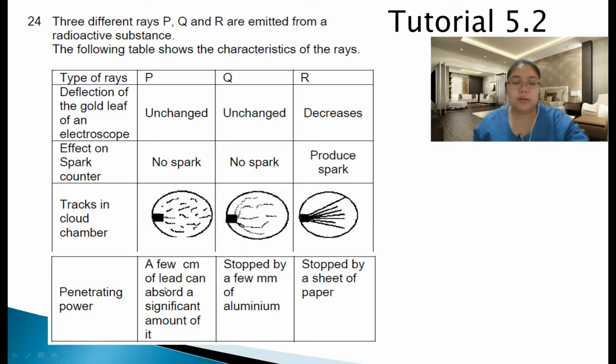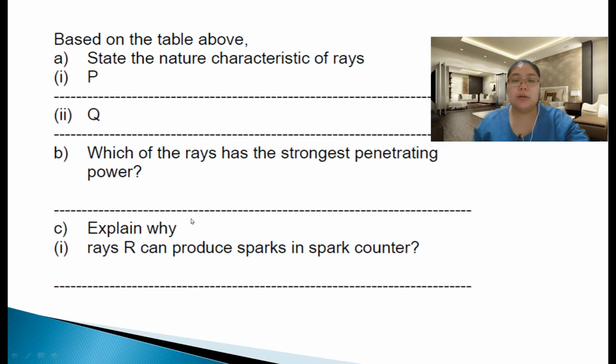The last one is the penetrating power. A few centimetres of lead will absorb a significant amount of it, this one is stopped by aluminium, and this one is stopped by paper. So it's very clear which one is alpha. R should be alpha, Q should be beta, and P should be gamma. So let's see the first question.